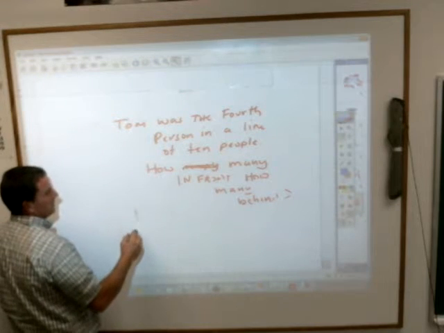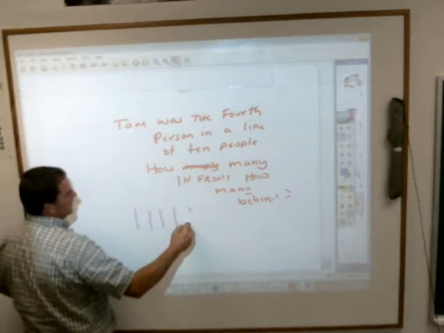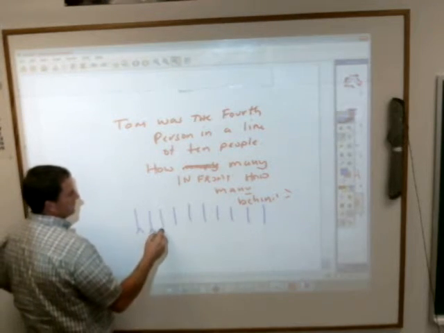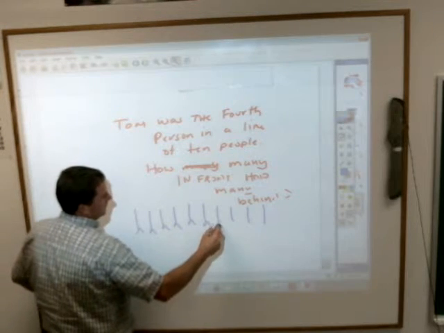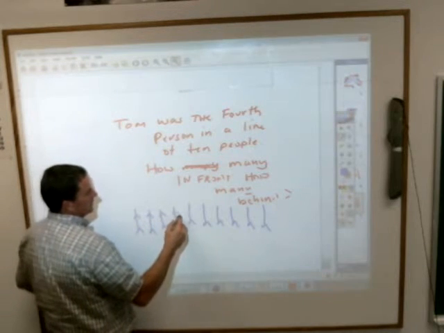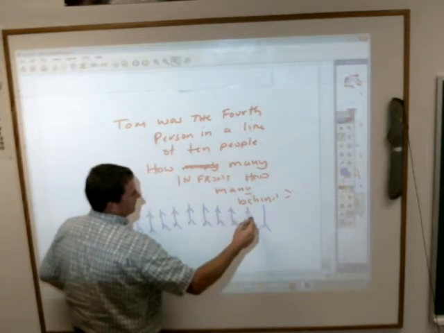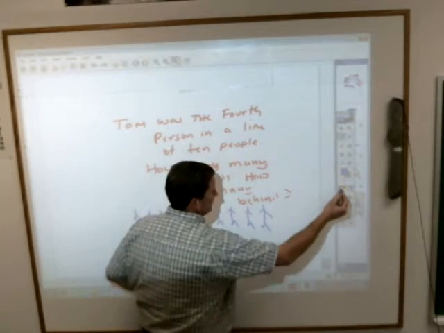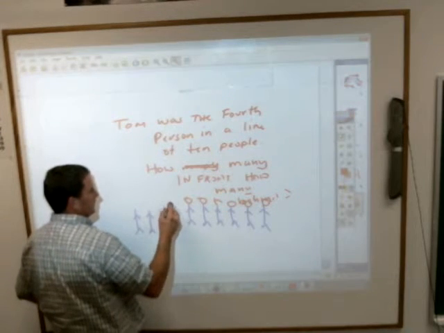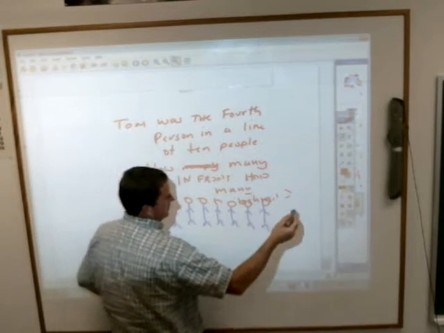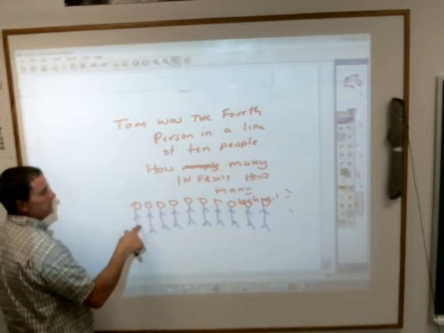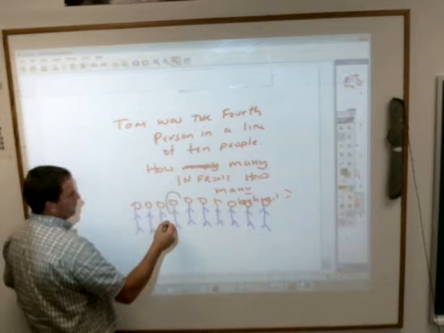So you've got 10 people in a line. 1, 2, 3, 4, 5, 6, 7, 8, 9, 10. Feel free to draw little feet on them. And then maybe some hands. They all kind of look alike. We're going to give him a red head. Red, red, red. We're going to skip the eyes because it always helps to see a picture. A picture's worth 1,000 words, as the saying goes. We know that Tom is the 4th, 1, 2, 3, 4th person in line.